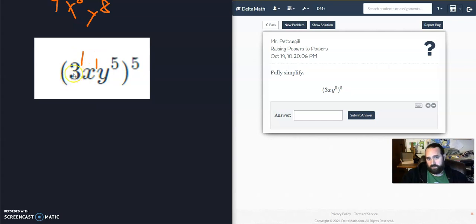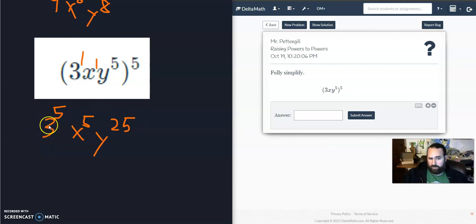So this 3 and this x both have an exponent of 1. So 5 times the exponent of 1 on the 3, I have 3 to the 5th power. X to the 1 times 5 is 5. And y already has a 5, so I'm just going to go 5 times 5 is 25. And so y to the 25th.